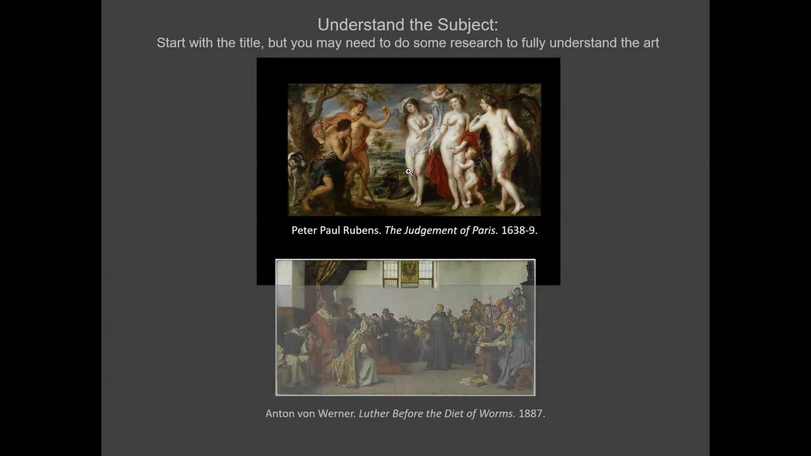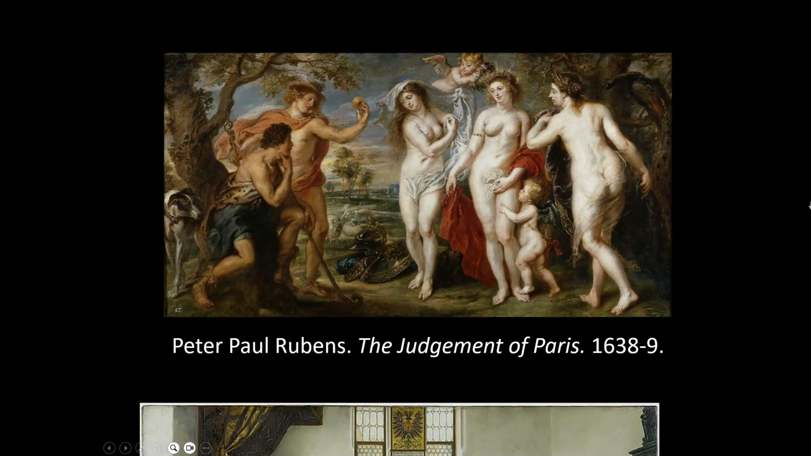An example that I'm fond of is this painting by Rubens. It's called The Judgment of Paris. And if I asked you to write a paper on Rubens' The Judgment of Paris, and in your paper you said, well, I don't see the Eiffel Tower anyway, well, that's misunderstanding the subject.